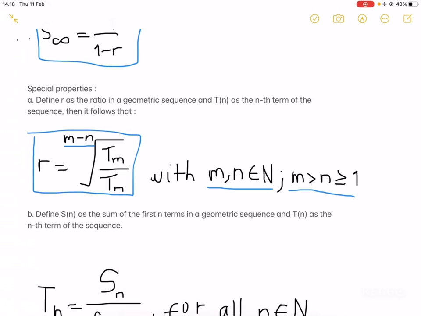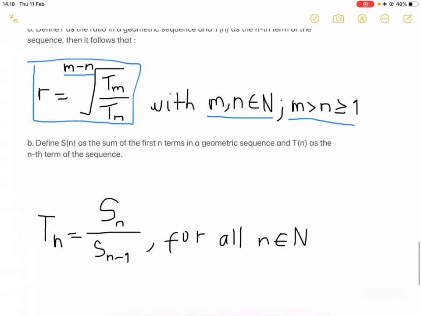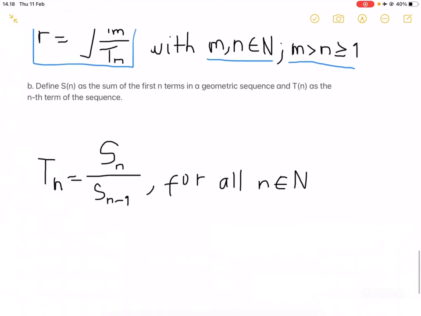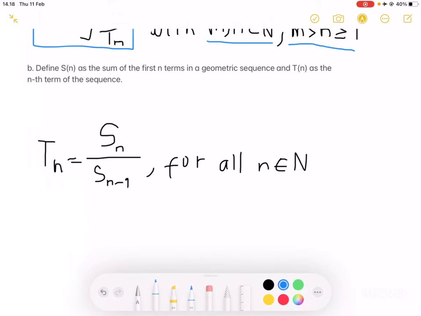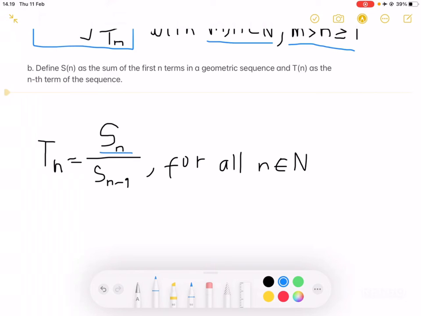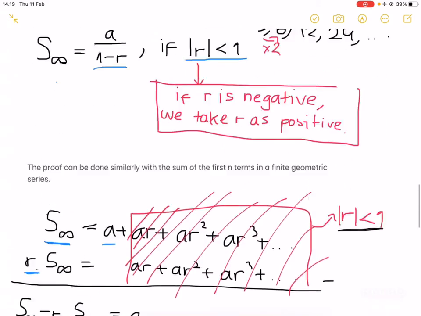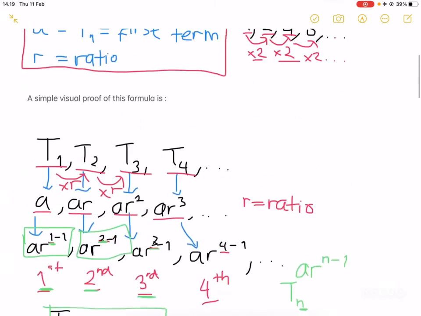This can be easily proven by extending the definition of T of n. So next and final one, define S of n as the sum of the first n terms in a geometric sequence, and T of n as the nth term of a sequence. Then it follows that T of n is equal to S of n minus S of n minus 1. And this works for all natural n. So that's it for the special properties and everything about geometric sequences. Let's move on into some examples.